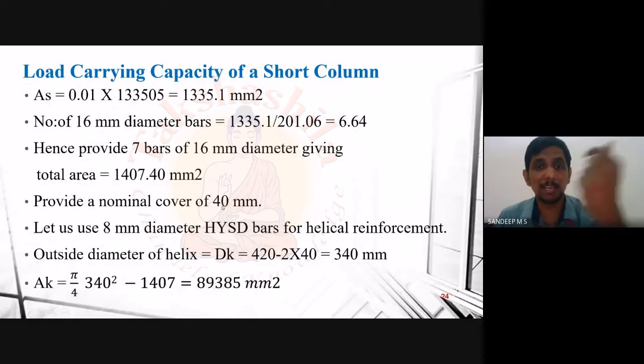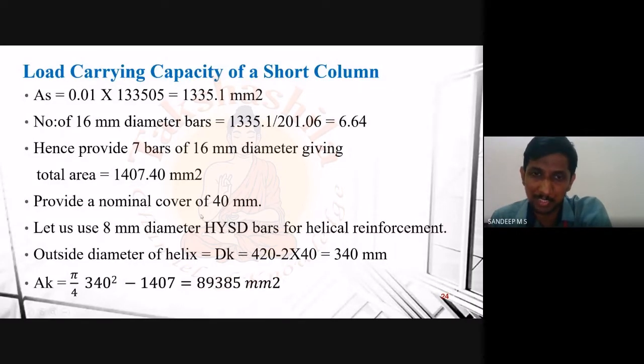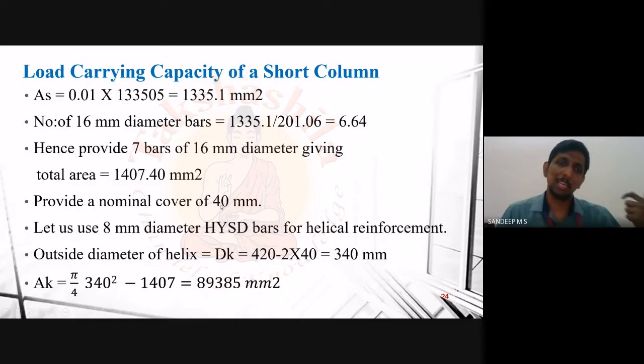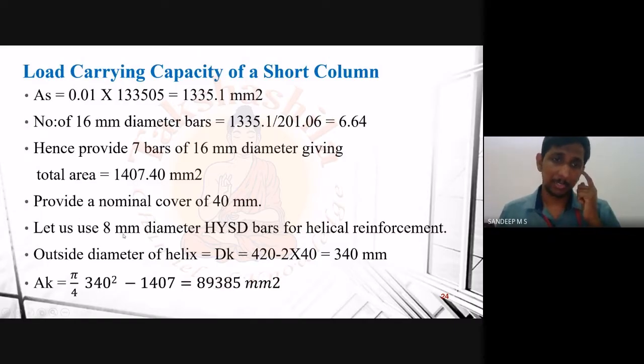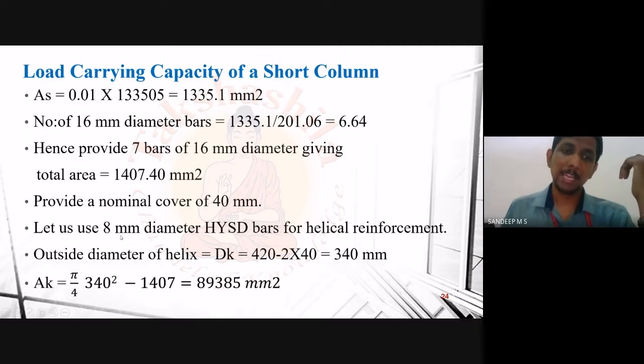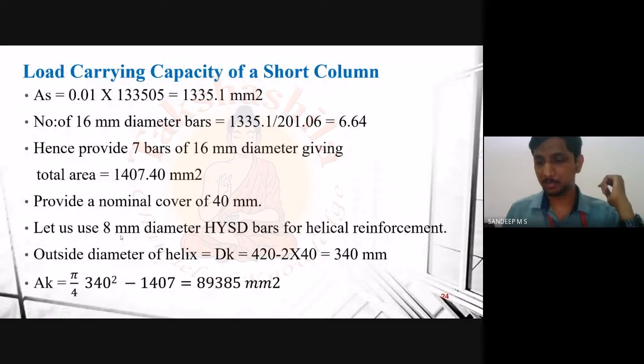Since we are moving into the details of helical tie reinforcement, we are coming to the actual things required. For other cases also, when you perform a design, you have to mention how much cover should be provided and other things. For that we have a table which shows the minimum cover that should be provided in different environments. Anyway, here they have provided it as 40 millimeters. Now let us use 8 millimeter diameter HYSD bar for helical reinforcement. They have just assumed the diameter of the ties to be 8 millimeters.